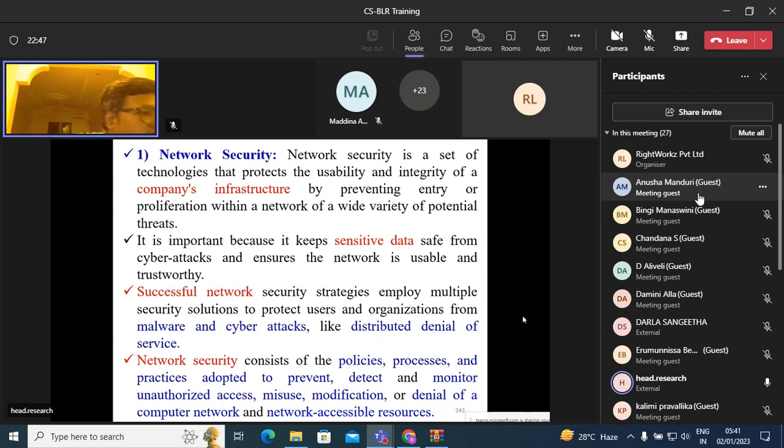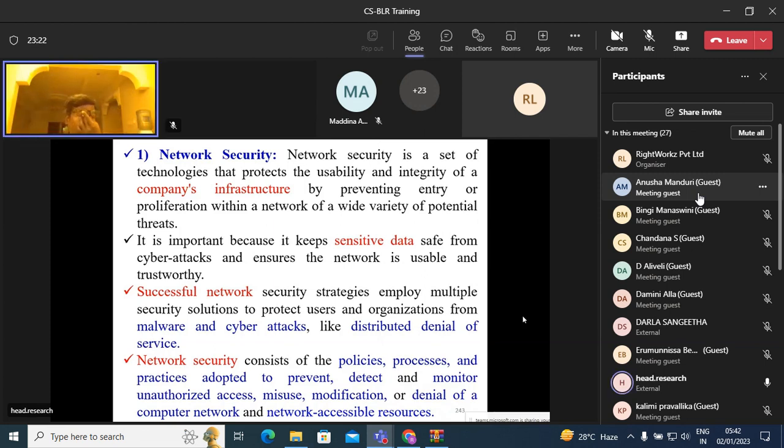First of all, you must know what is meant by network. A network is an interconnection between computers, maybe LAN, WAN, or metropolitan area network. So a connection between computers is called a network, maybe a local area network, metropolitan area network, or wide area network. Then what is meant by security? Security means to protect the data or information.